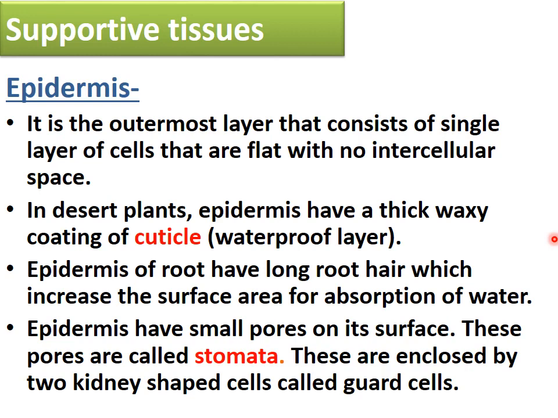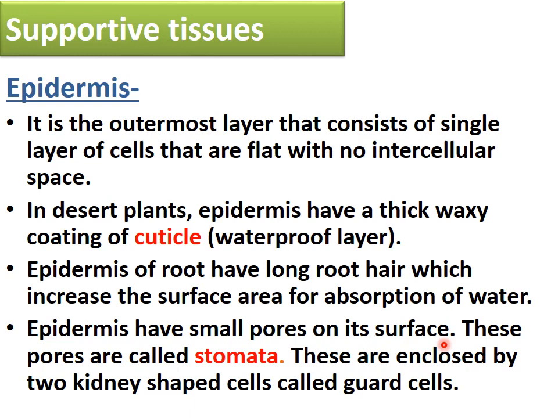Now the next point is the epidermis. It has small pores on its surface. Means the outermost layer of the cell, which is called as epidermis, it possesses some small pores. Pores mean holes. So it has some pores on its surface. And what are these pores called as? These pores are called as stomata.